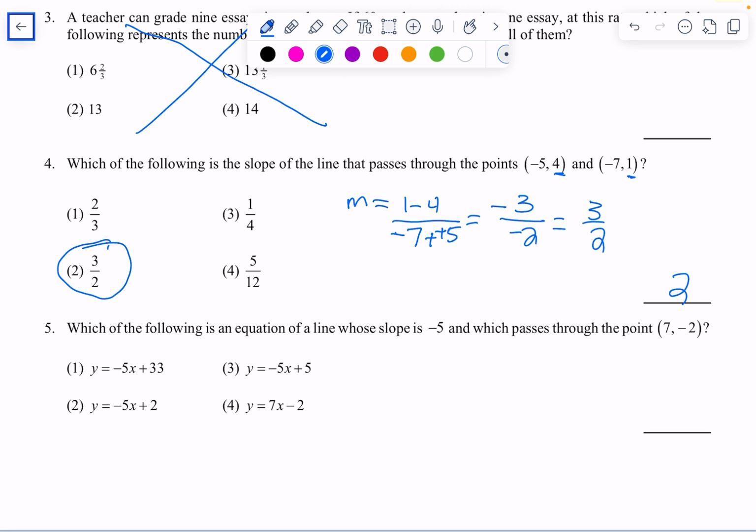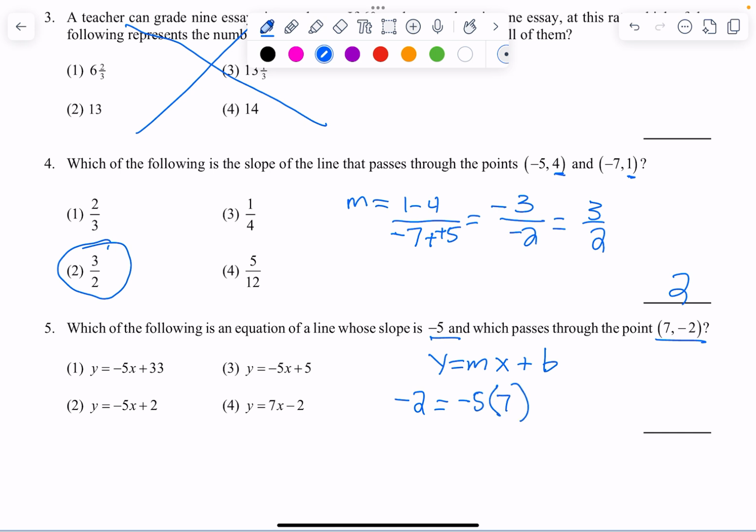All right, so which of the following is the equation of a line whose slope is negative 5, and this is the point? So we could plug these into y equals mx plus b. Negative 2 is y. My slope is negative 5. And my x-coordinate is 7, plus b. So this becomes negative 2 is equal to negative 35 plus b. I'm going to add 35 to both sides. b is equal to 33.